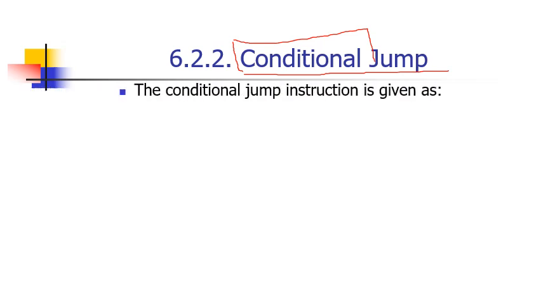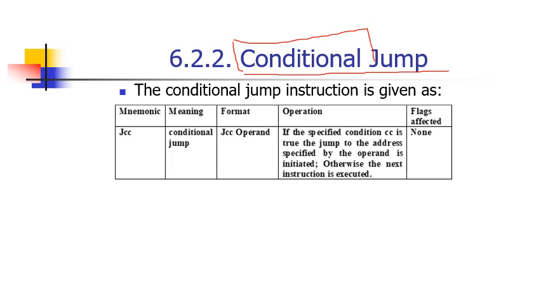Now we go to the second type of jump, which is the conditional jump. Conditional jump means what? There should be some condition to be checked before you do the jump. If the condition is satisfied, you jump. If it's not satisfied, you go to the next sequential instruction and start executing from there. Good. And this is the mnemonic code. Jump after checking some conditions.